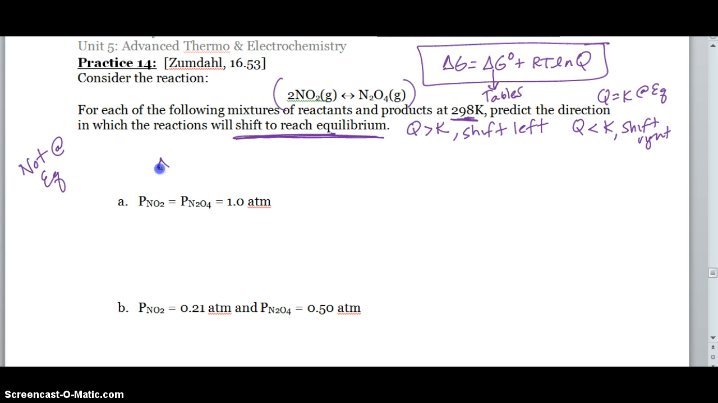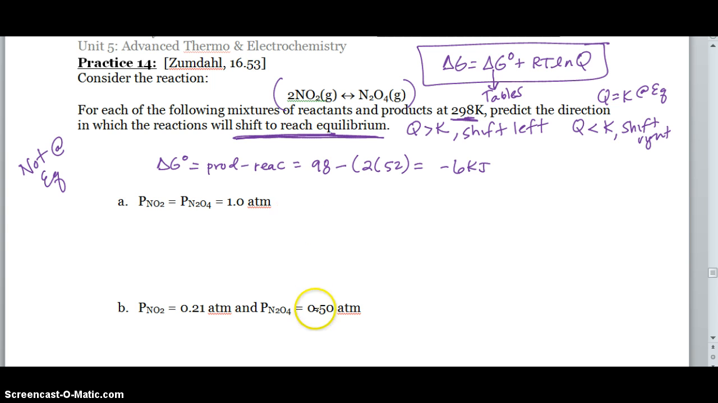To find delta G naught, I need to do products minus reactants. So I look up N2O4 gas, and N2O4 gas is 98. Then I'm going to do minus the reactants, 2 times 52. So delta G naught is negative 6 kilojoules.